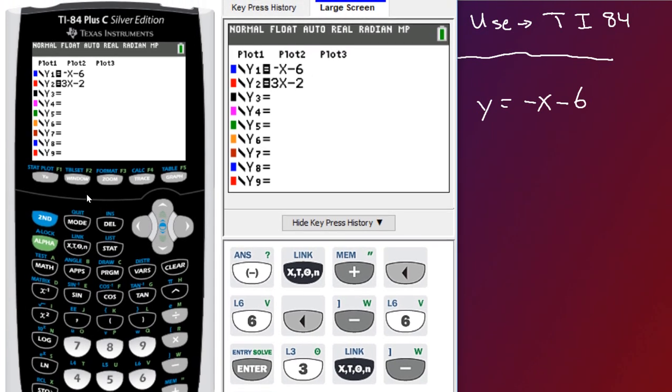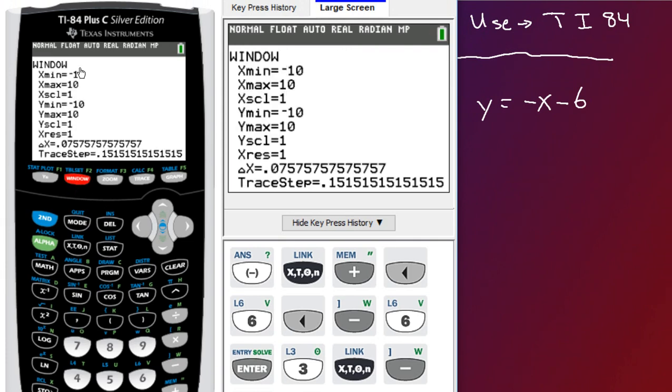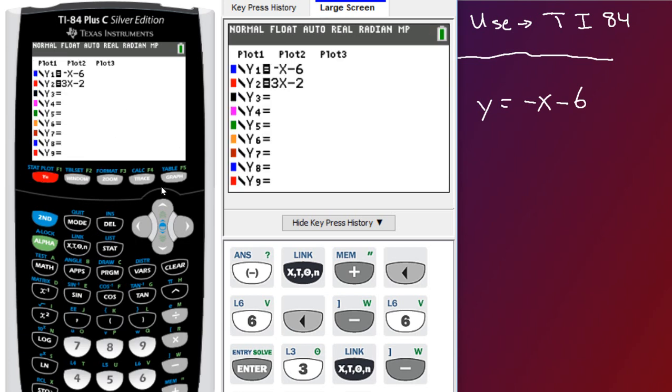Now I have all of those put in, and what I want to do is go ahead and graph these. Now before I graph them, I may want to check my view window. That's this key right here. And generally a good starting view window is negative 10, 10, negative 10, 10 for our minimum and maximum. Make sure the minimum is the smaller number. And if for some reason you don't see the graph, you'll have to adjust that later. But that looks good. So here's my y equals, and I'll go ahead and graph.